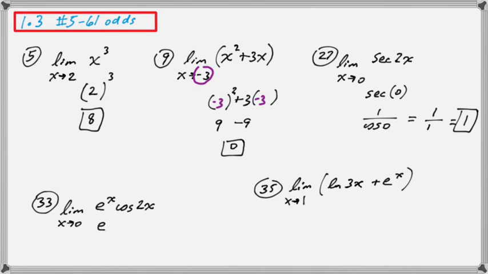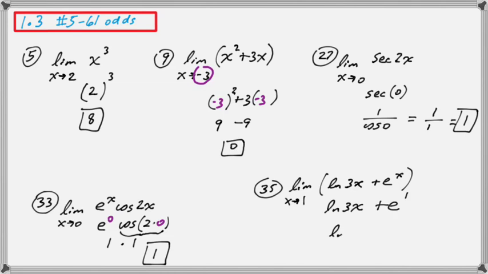33, we could put the 0 directly into here. And if I put in a 0, e to the 0 is 1 times the cosine of 0, which is also 1. 1 times 1 makes it a 1. If I put 1 directly into here, you get natural log of 3x plus e to the first, which basically is your answer.